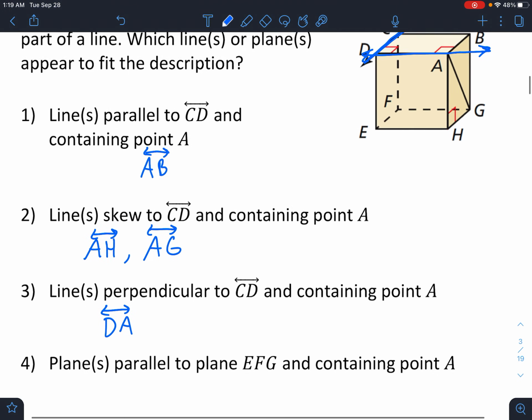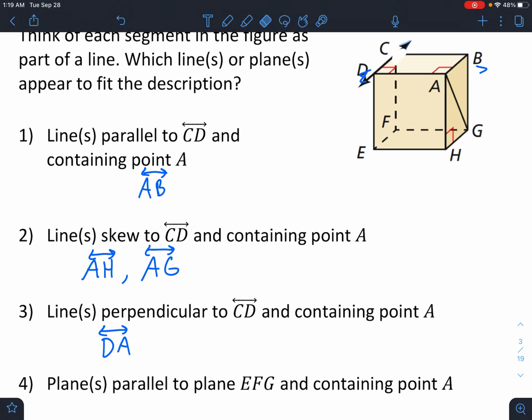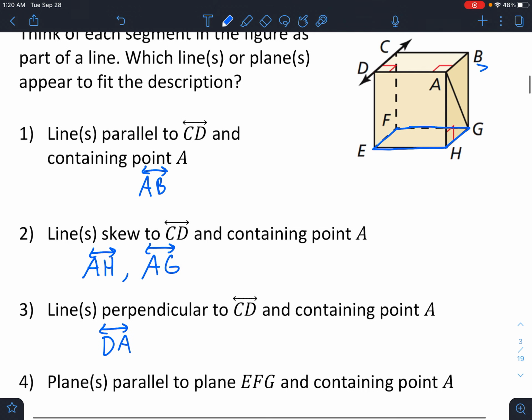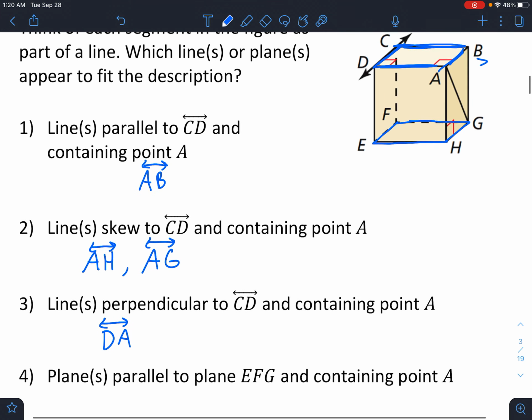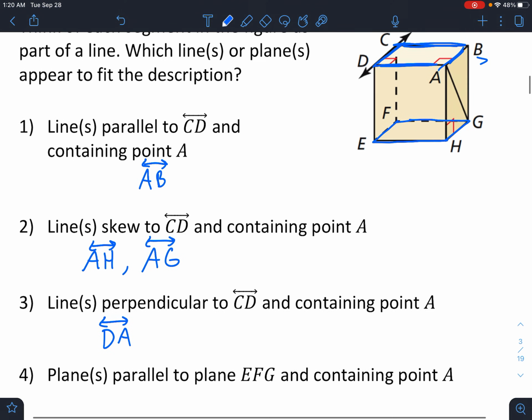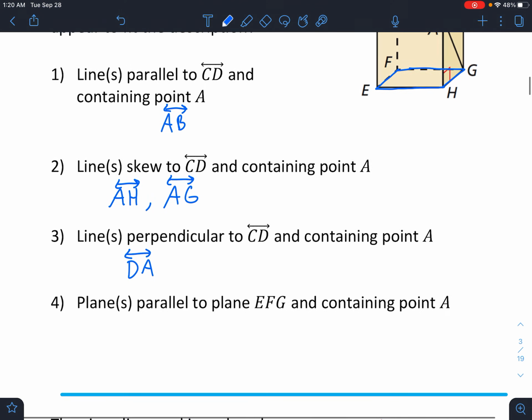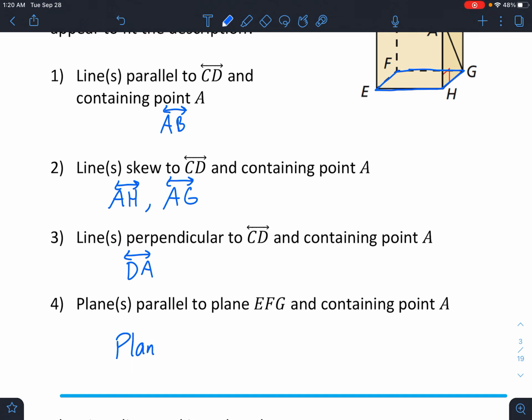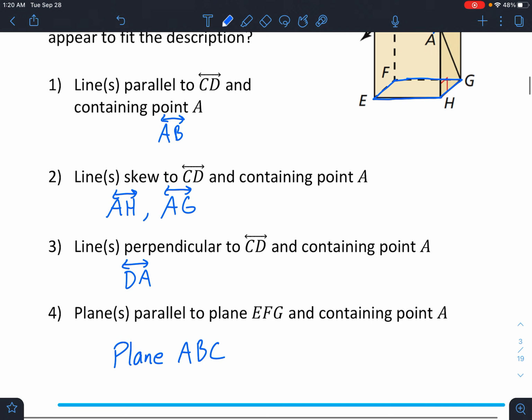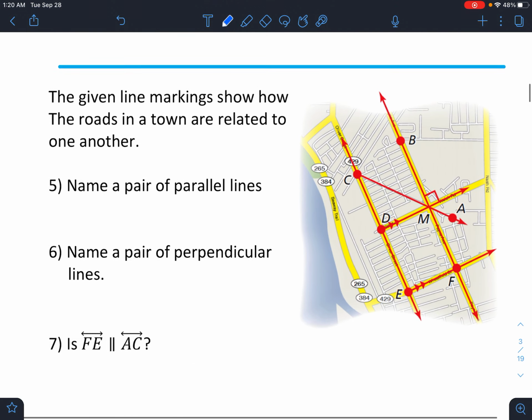And then planes parallel to EFG. So let's look at where EFG is. EFG is going to be this plane here on the bottom. If you think of it like a box, this top part here would be parallel to EFG, because if you were to extend that forever, they would never touch. We could call that plane ABC. You only need to have 3 points to define a plane.